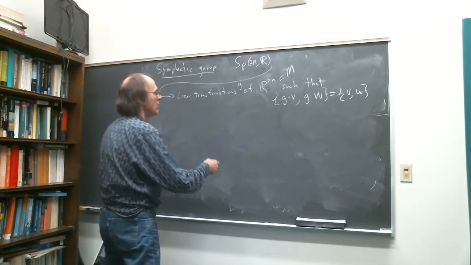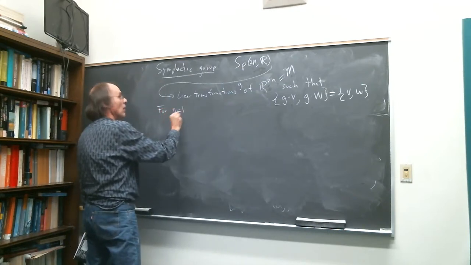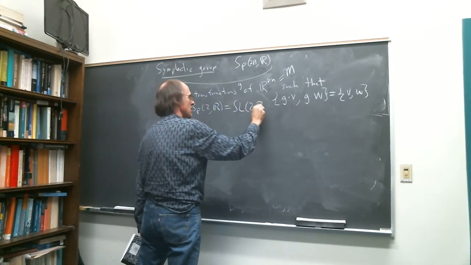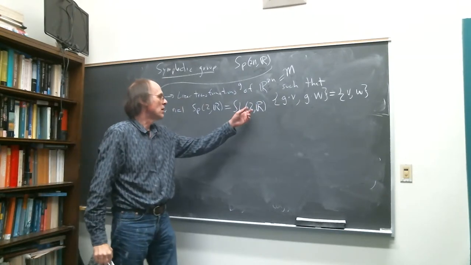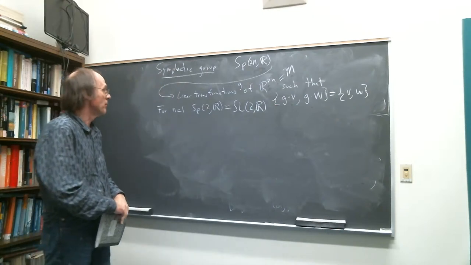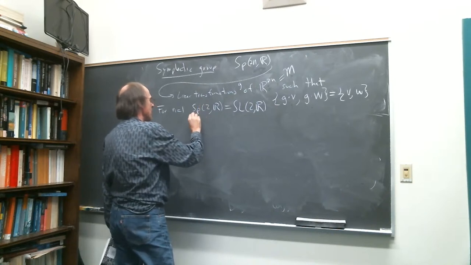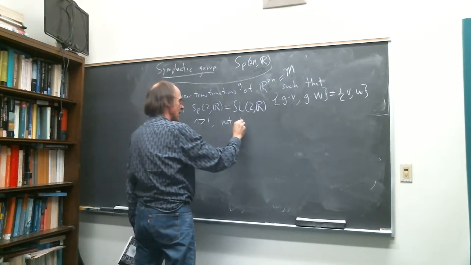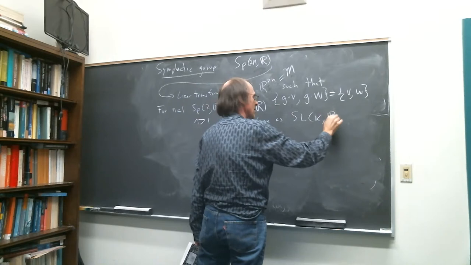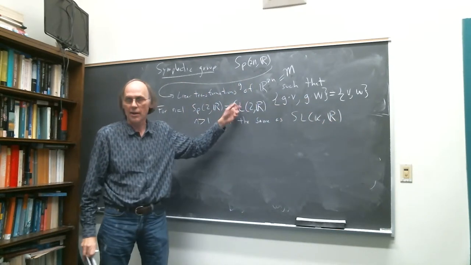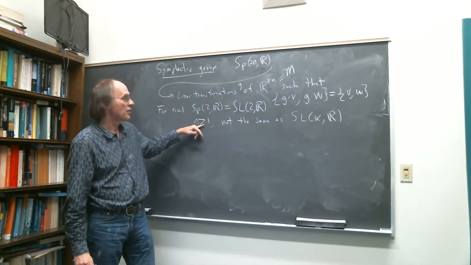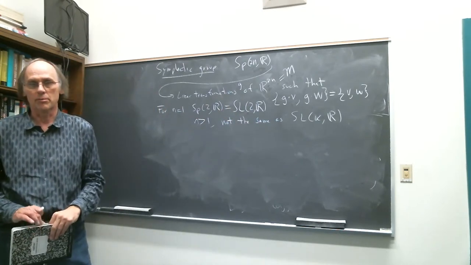Okay. And in particular, I showed that for n equal to 1, Sp(2, R) is the same thing as SL(2, R). So there is a way of identifying it with 2x2 invertible real matrices with determinant 1. For n greater than 1, it's not the same as SL(k, R). This property that it's something easier to get your hands on, just 2x2 real matrices with determinant 1, is special to n equal to 1. Once you get n greater than 1, they really are completely new objects you've never seen.